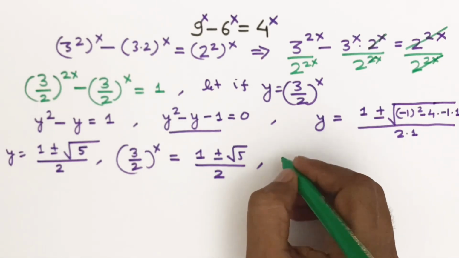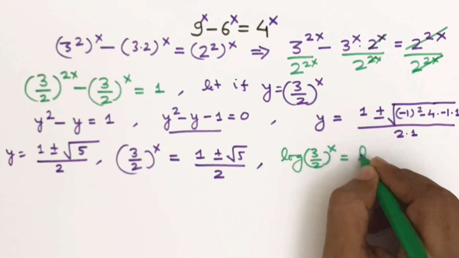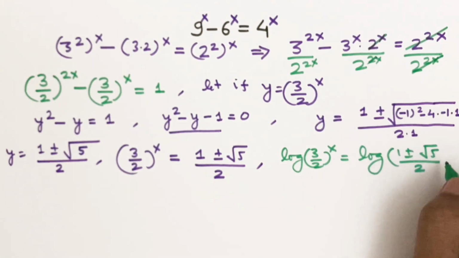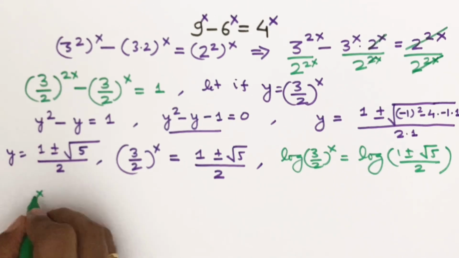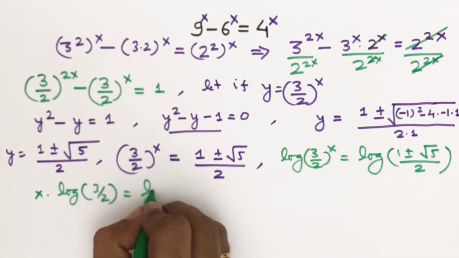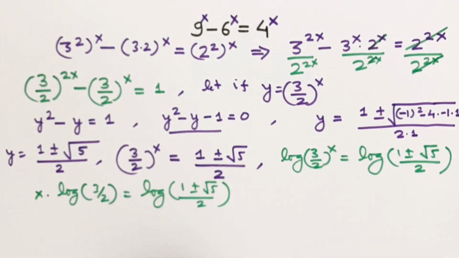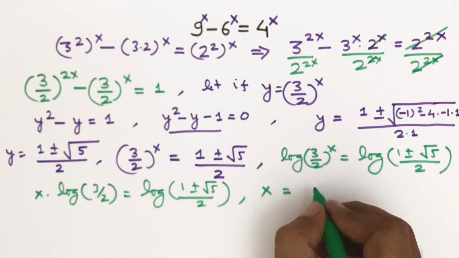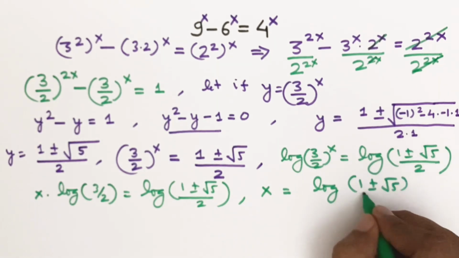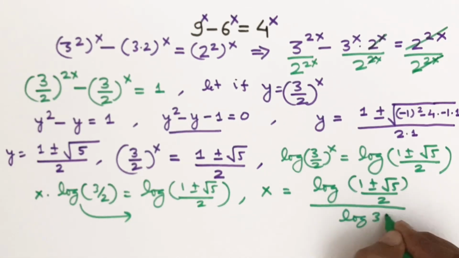Now take log on both sides, so this becomes log of (3 by 2) to the power x equals log of (1 plus or minus square root of 5) divided by 2, or x multiplied by log of 3 divided by 2 equals log of (1 plus or minus square root of 5) divided by 2, or x equals log of ((1 plus or minus square root of 5) divided by 2), whole divided by log of 3 divided by 2.